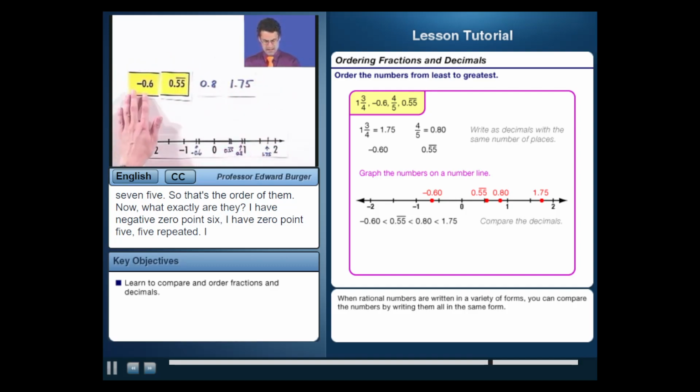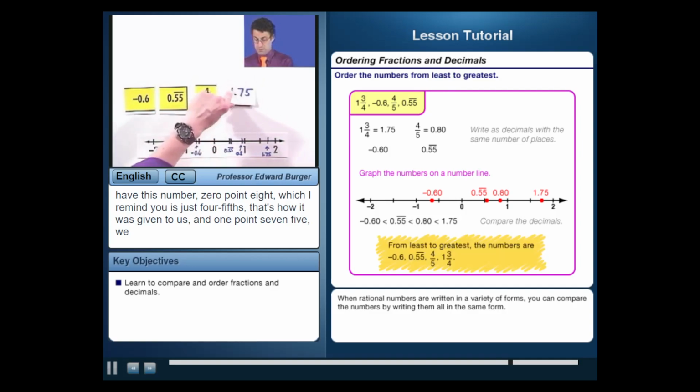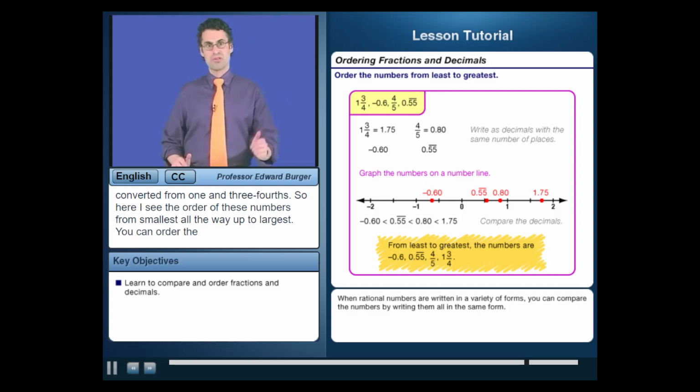Now, what exactly are they? Well, I have negative 0.6. I have 0.55 repeated. I have this number, 0.8, which I remind you is just 4/5. That's how it was given to us. And 1.75, I remind you, we converted that from 1 3/4. So in fact, here is the ordering of these numbers from smallest all the way up to largest. You can order the numbers.